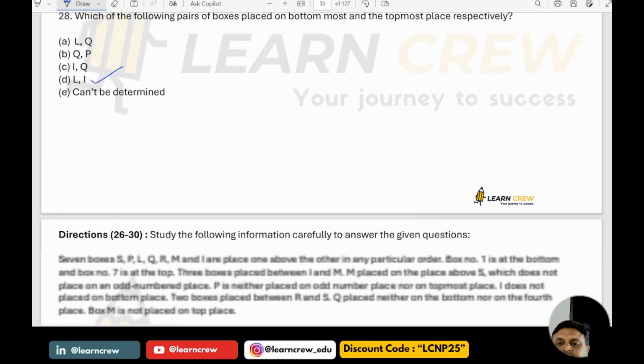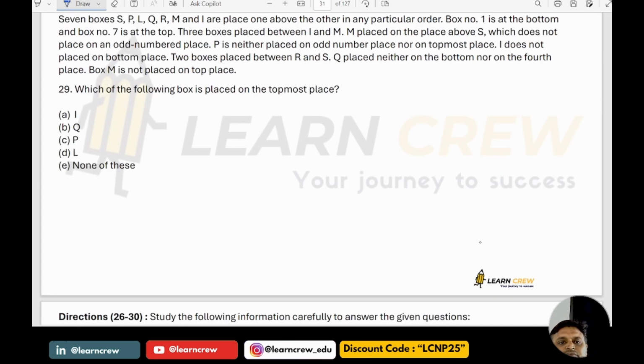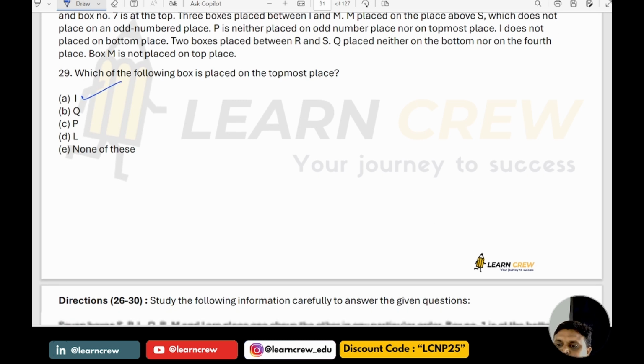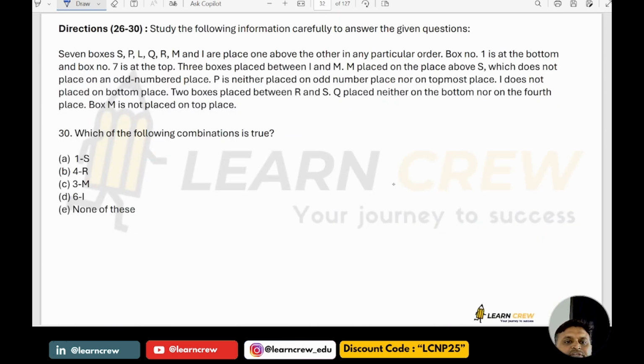Next, 29. Which box is placed on the topmost place? It is I. Next, question number 30. Which of the following combinations is true? 1S wrong, 4R wrong, 3M correct. So the answer is option C.